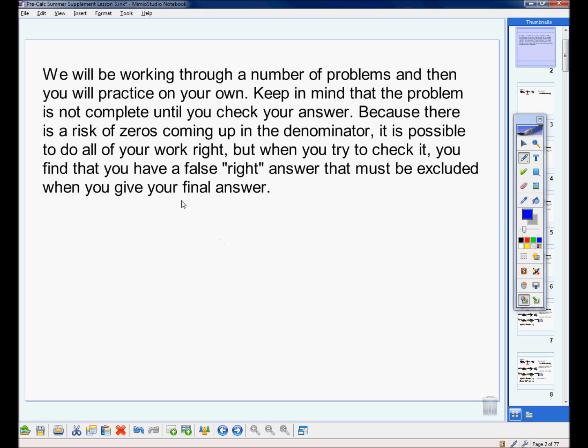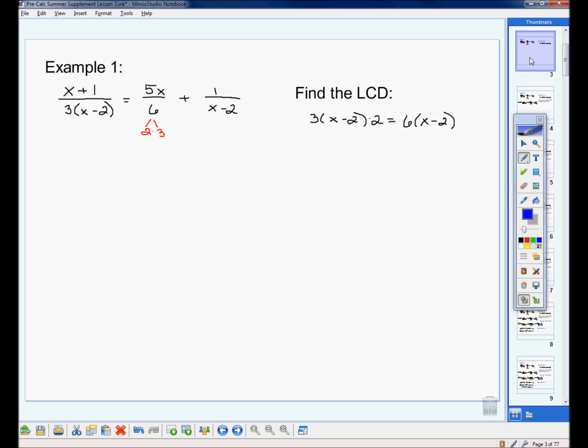It would be very incorrect to write down an answer that would give a zero in the denominator. So you have to check your answers before you can submit a final answer as being correct. So it's even more important with these problems, not just seeing, am I right? Did I work carefully? But to check and see if one of those false correct answers has come up. Alright, so let's start taking a look at some examples.